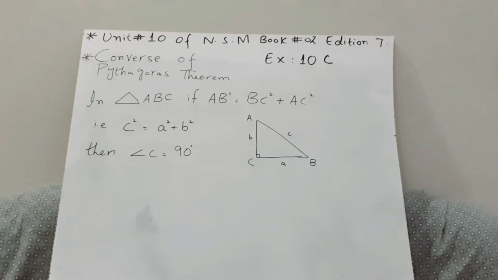So now what will be given to us? We will be given the lengths of the three sides of a triangle, and it is asked to prove whether the triangle is a right angle triangle or not. So we have to prove. Okay, let's move on.